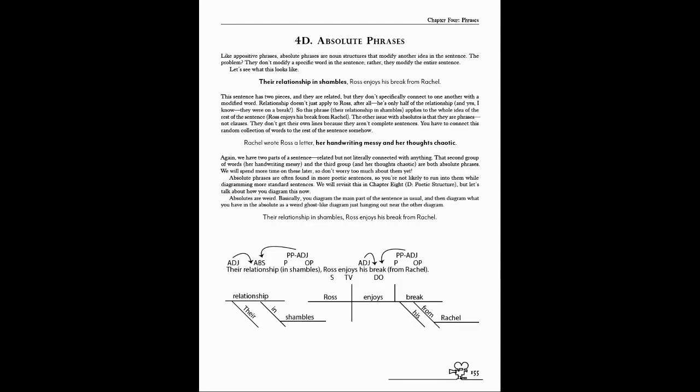This is Chapter 4, Phrases, and we've made it to the end with the absolutes. Absolutes are super weird, but they're phrases, so we're going to put them in the phrases section. But they are like appositives. They're noun structures. They modify another idea in the sentence, but the problem is that they don't modify a specific word. They just kind of modify the whole thing. So they're absolute, right? They cover the whole gist.